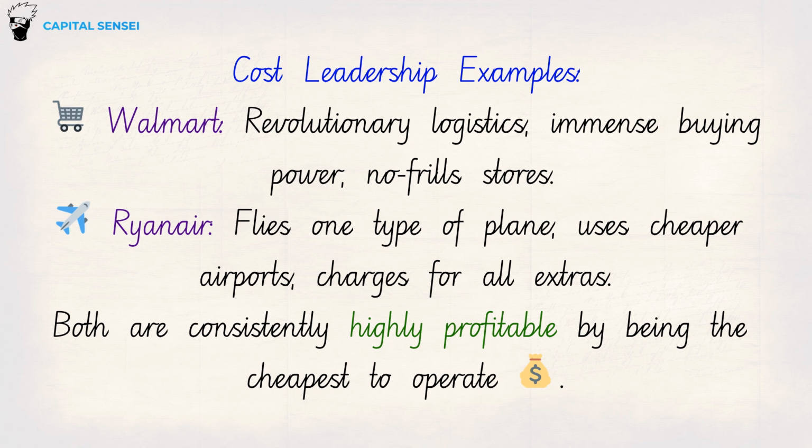Another great example is the budget airline Ryanair in Europe. They are fanatical about costs. They fly one type of plane, the Boeing 737, to minimize maintenance and training costs. They fly to smaller, secondary airports where landing fees are cheaper. They charge for everything from checked bags to printing a boarding pass at the airport. It might not be a luxurious experience, but by being the absolute cost leader, they can offer fares that other airlines can't touch, and they are consistently one of the most profitable airlines in the world.